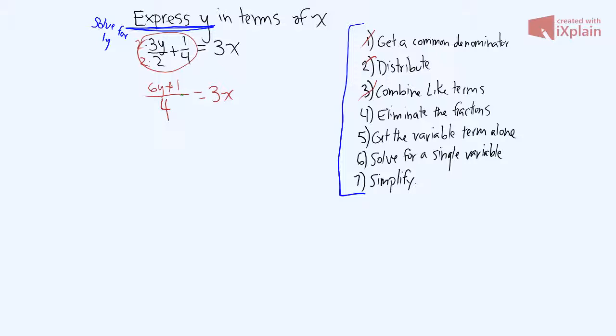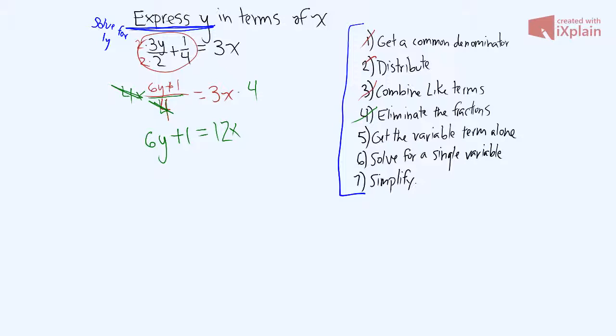So since we have this divided by 4 here, the inverse is to multiply both sides by 4. So this cancels here. So we're left with 6y plus 1 equals 3x times, maybe I should make that a little bit clearer, times 4. So 3x times 4 is 12x. And we can multiply those because we are multiplying. They don't need to be like terms when we multiply. Okay, so we are expressing y in terms of x, so we eliminated the fractions.